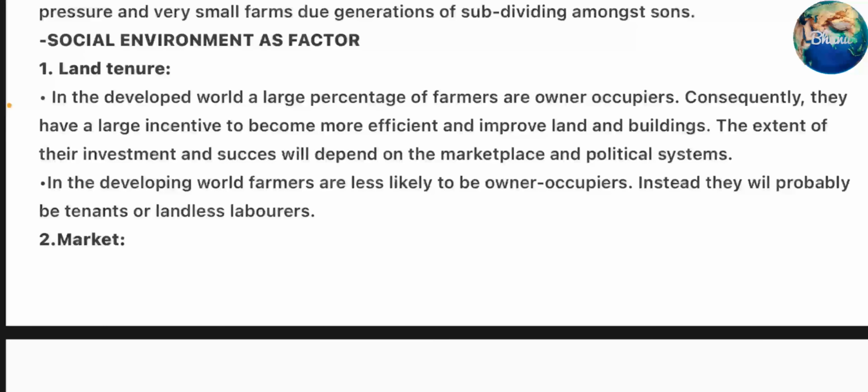Social environment as a factor. Land tenure. In the developed world, a large percentage of farmers are owner occupiers. Consequently, they have a large incentive to become more efficient and improve land and buildings. The extent of their investment and success will depend on the marketplace and political systems. In the developing world, farmers are less likely to be owner occupiers. Instead, they will probably be tenants or landless laborers.